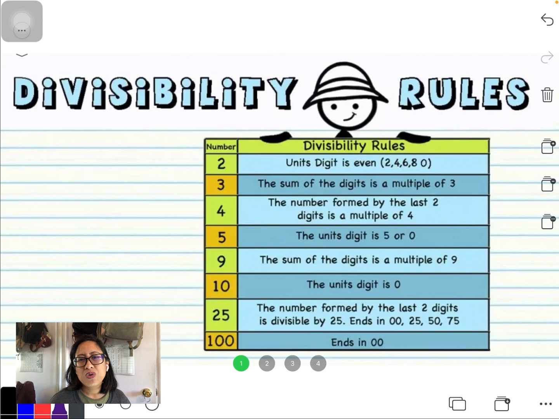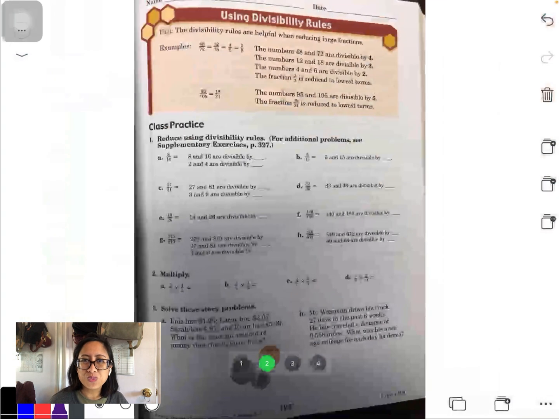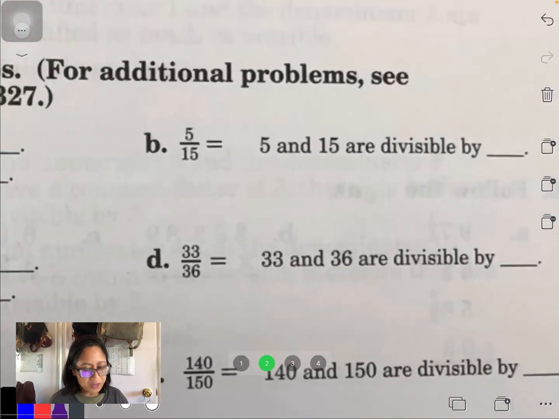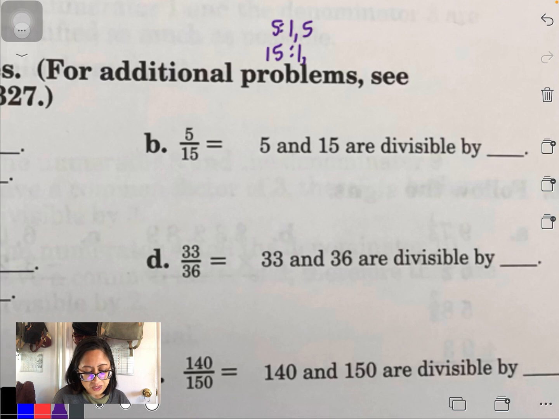So, take a look at page 197 now. We're going to use these rules to reduce. I'm going to skip 1a and just go to 1b, right? Now, normally when I reduce a fraction, I would find the factors. Factors of 5 are 1 and 5. Factors of 15 are 1, 3, 5, 15. Oh, look, they have 5 in common. Let's divide by 5. Now, I don't want to have to always list things.